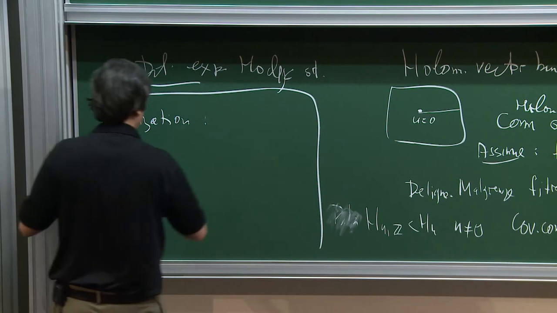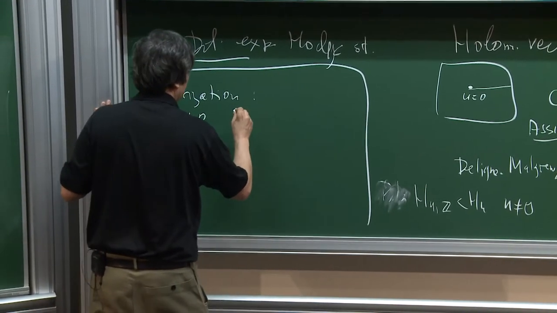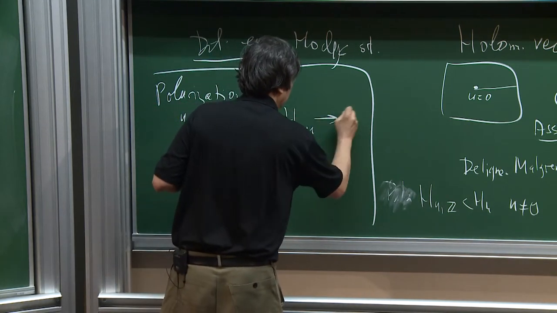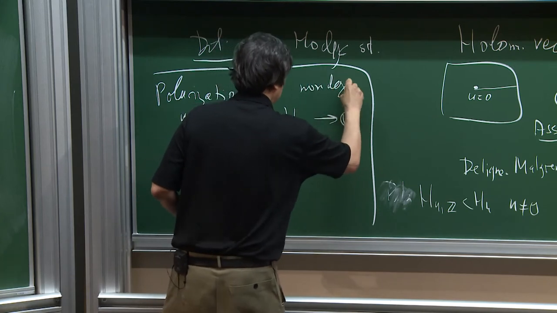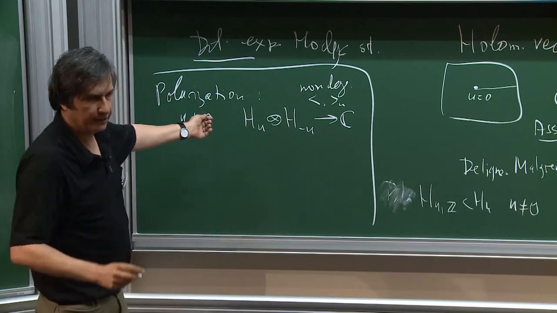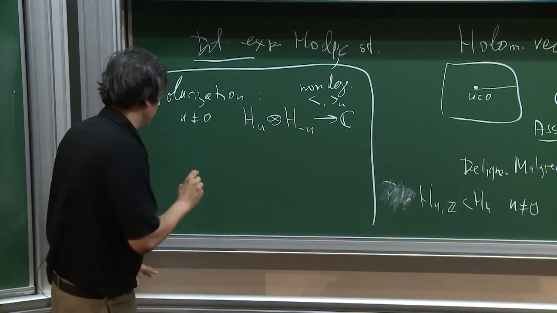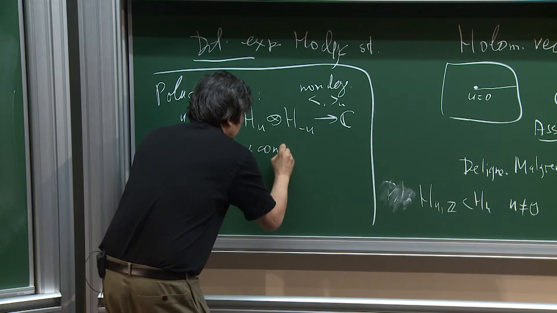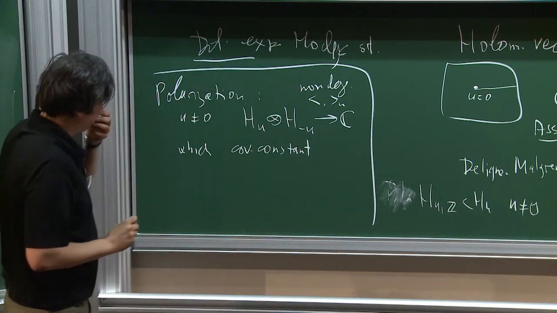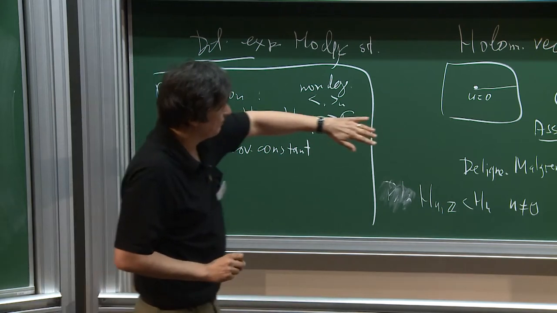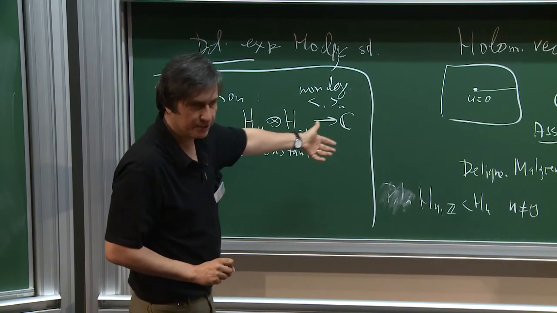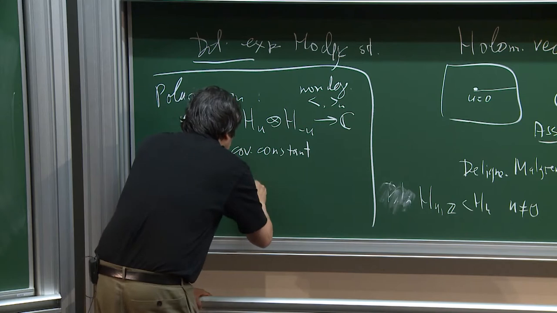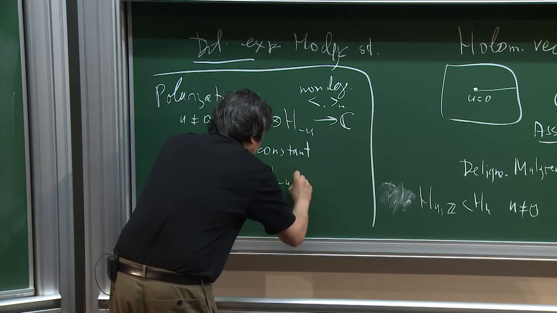For u not equal to 0, you get a non-degenerate pairing. It is opposite, with respect to the filtration, which is covariantly constant, and also compatible with the integer lattice on H_U over Z. It is integer valued.